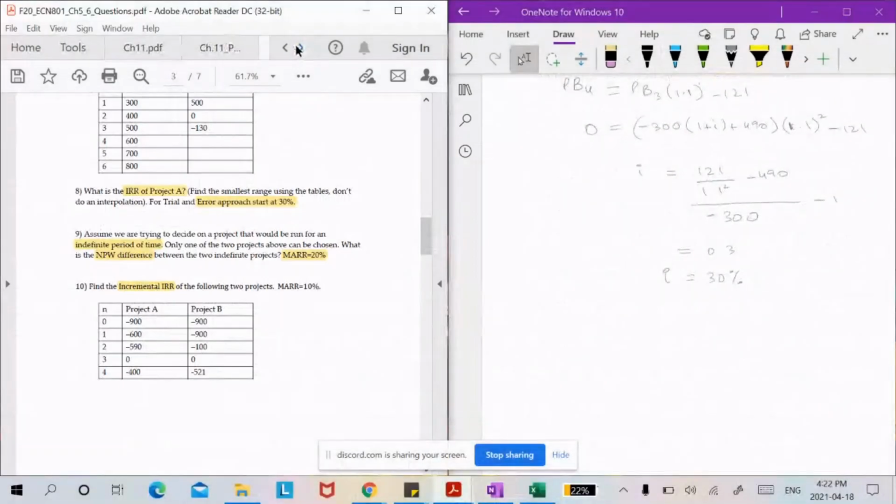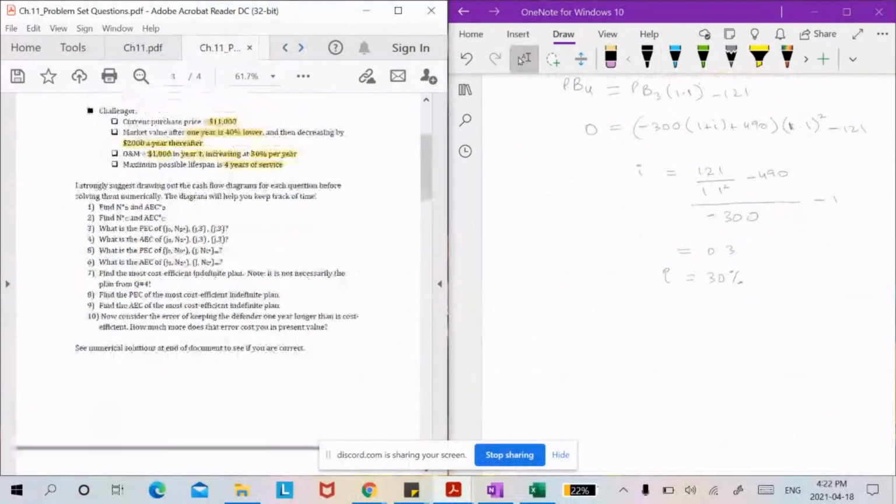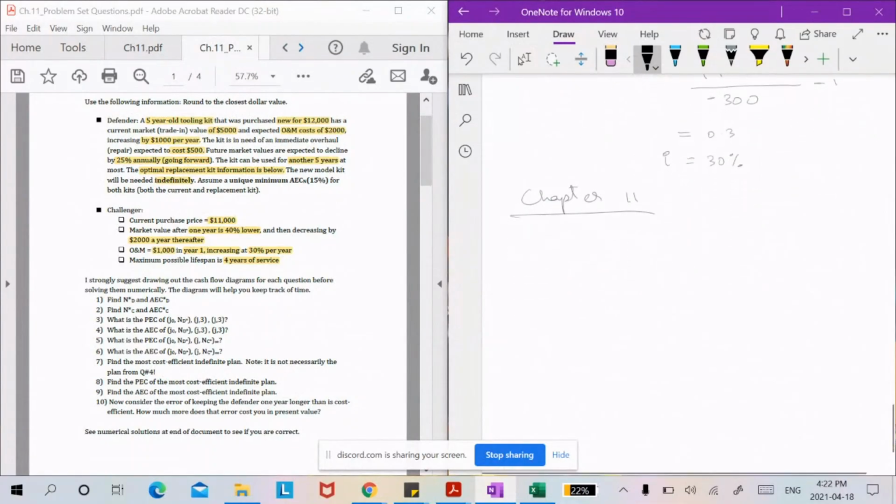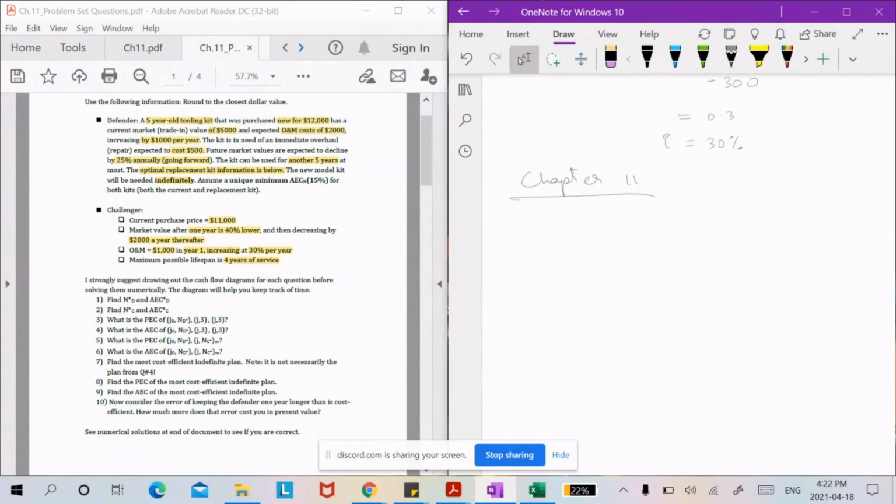Now we'll be doing chapter 11. It has only one question, but with 10 subparts. Chapter 11. Fine. So the way I'm going to start is, in this one, there's the defender and the challenger. We need to find a lot of stuff regarding the defender and the challenger. What I'll start by doing is I'll draw the cash flow diagrams for both of them. So in this one, it's a 5-year-old tooling kit.